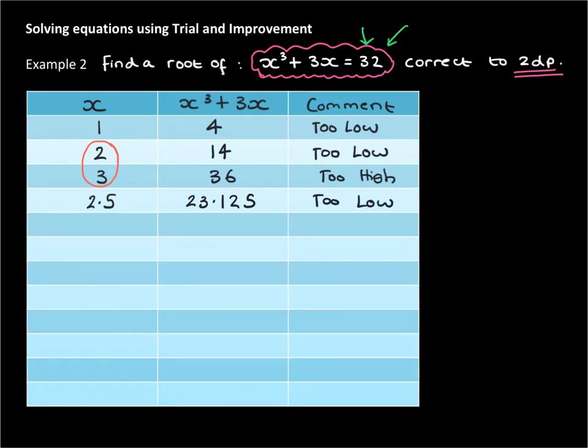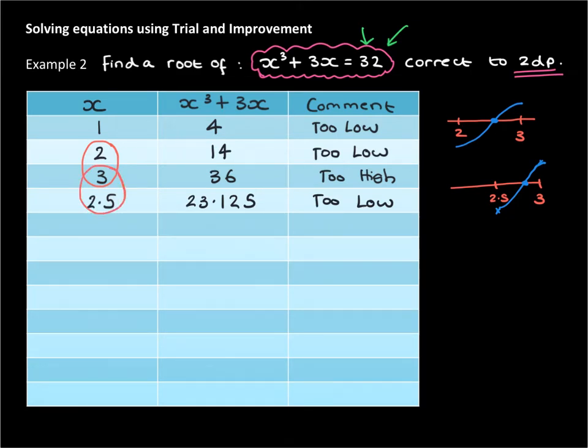So can you see how we're narrowing down the gap in which our root lies? Originally, we knew that the root was somewhere in between 2 and 3. 2 was a little bit low, 3 was a little bit high, somewhere in between them, there's the exact answer. What we've now found out is that we can narrow the gap to 2.5 to 3. 2.5 is a little bit low, 3 is a little bit high, so in between them, there's the exact answer. So we now know the answer lives somewhere in between 2.5 and 3.